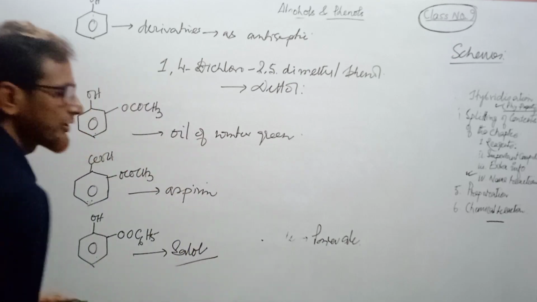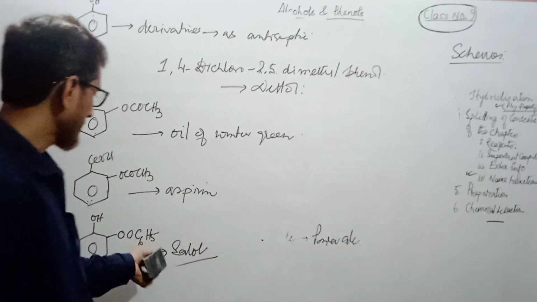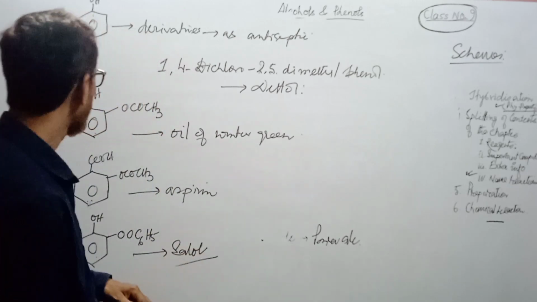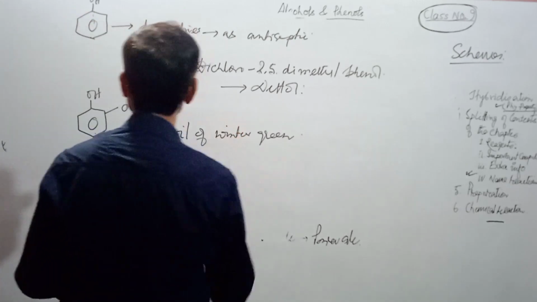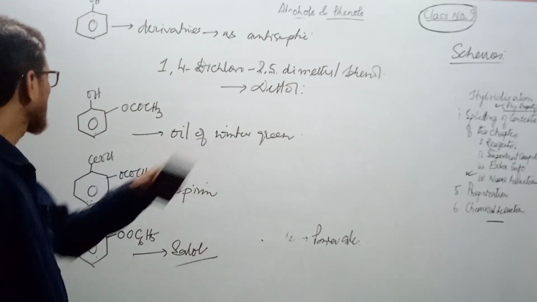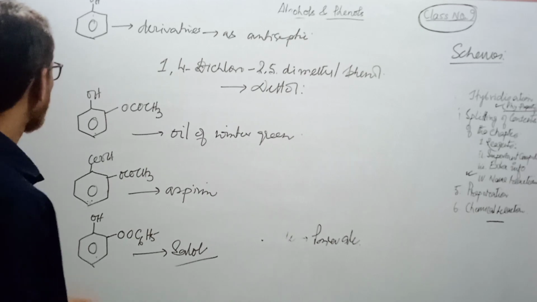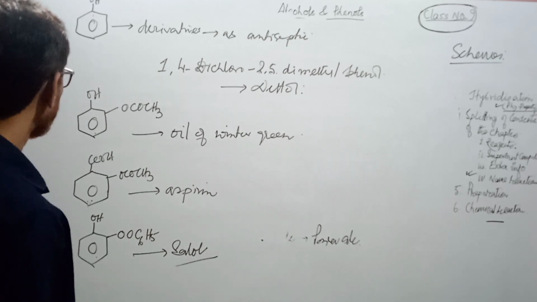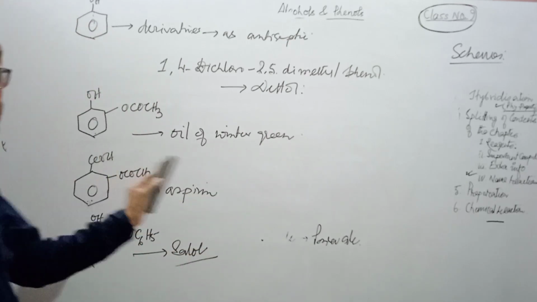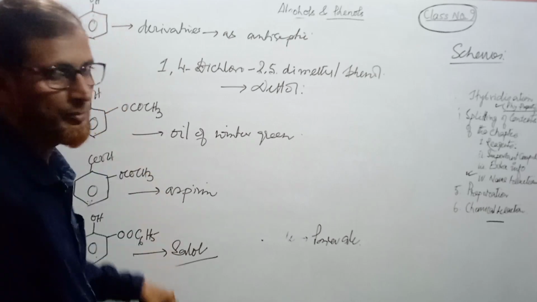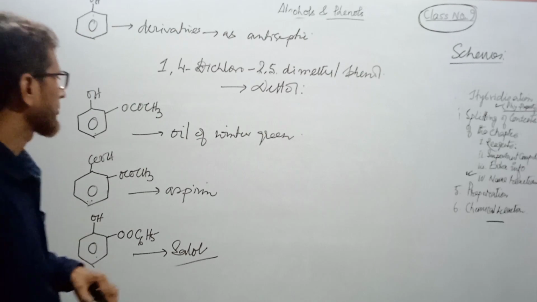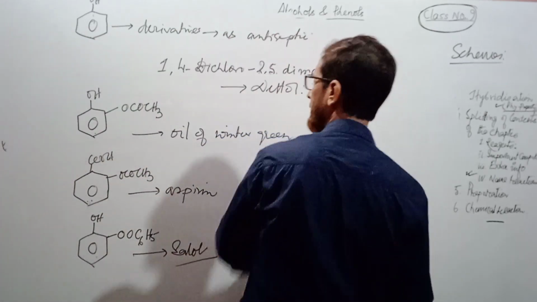Celon, very often used in sunshine protection under sunlight as lotion. These are very important compounds asked in entrance exams: the oil of wintergreen, aspirin and Celon. We will get the structures and names once again in the chapter, but beforehand I am making you familiar with these compounds. These are very important compounds.